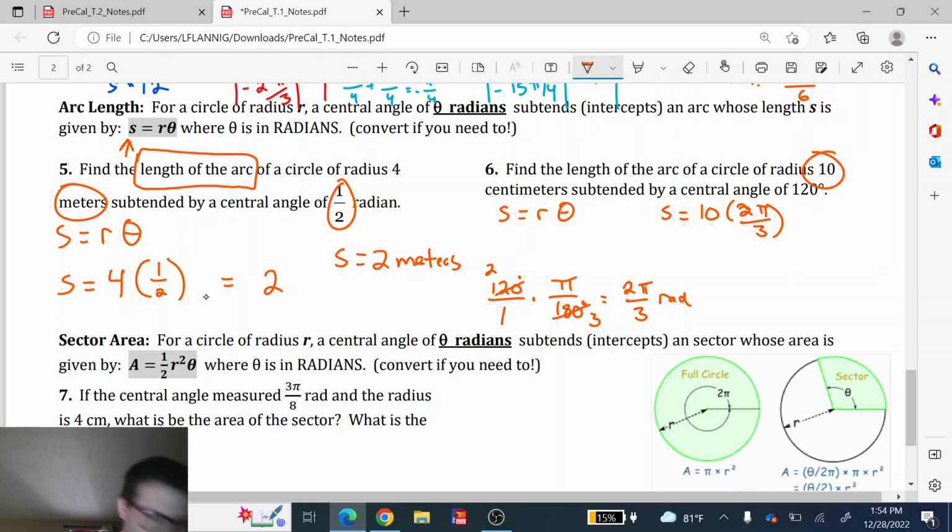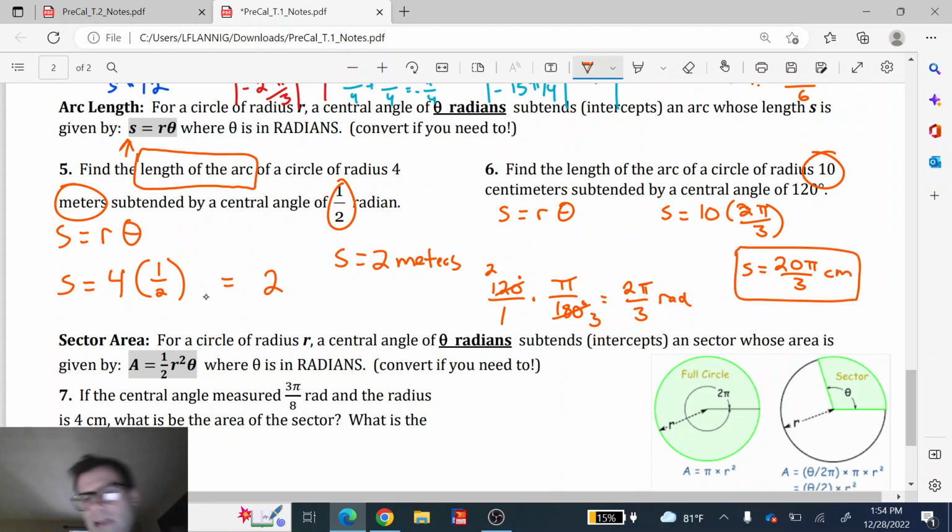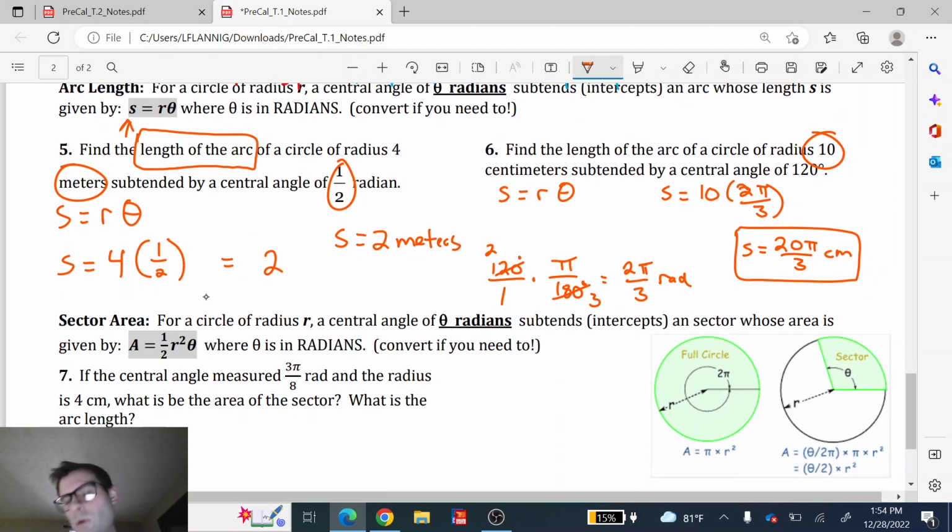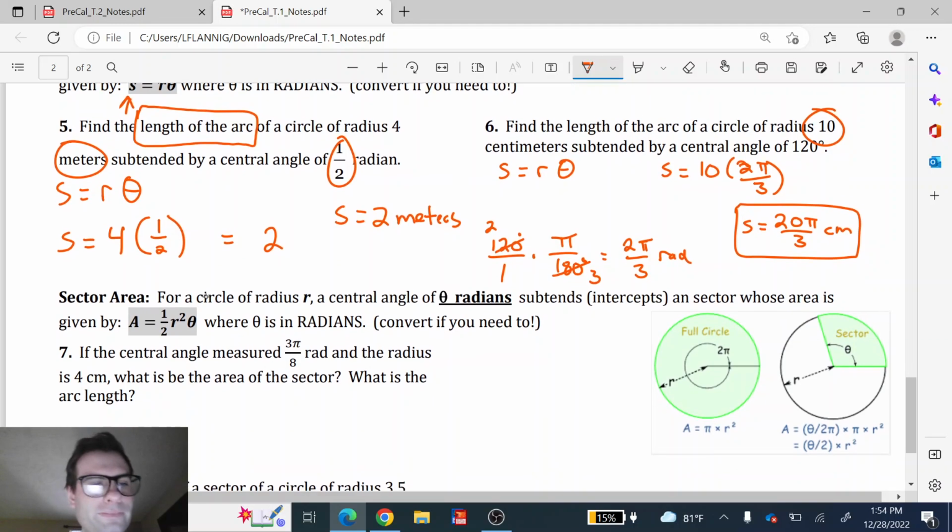which ends up getting 10 times 2 is 20. So you have S equals 20 pi over 3 centimeters. You can also always put this on a calculator as well, 20 times pi divided by 3, and get a decimal answer. But 20 pi over 3 is an exact answer.